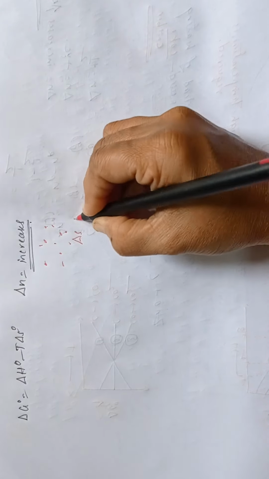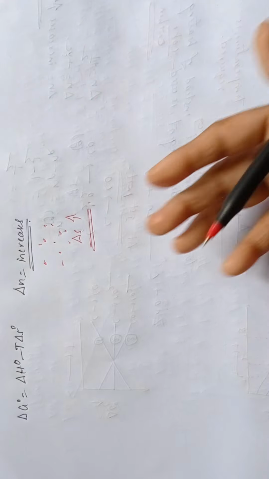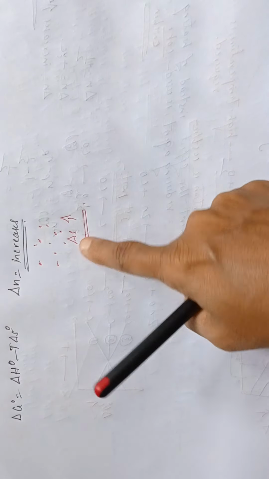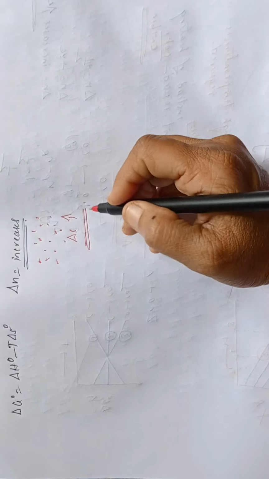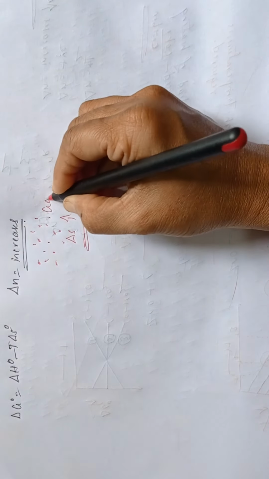Randomness more, that means delta S value is more. Are you clear? Delta N value increases, number of moles, what will happen? That means delta S value also increases, students. This is in the case of gases.